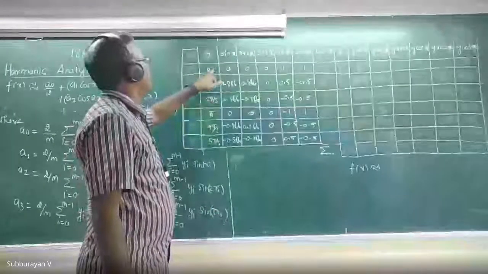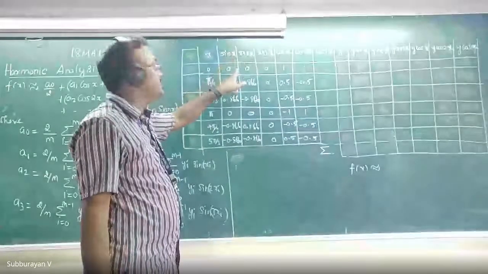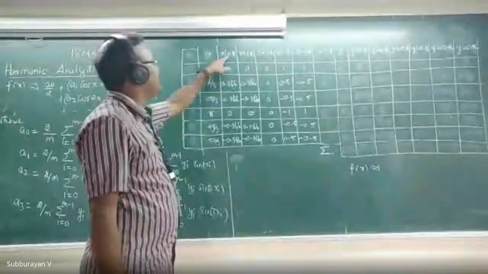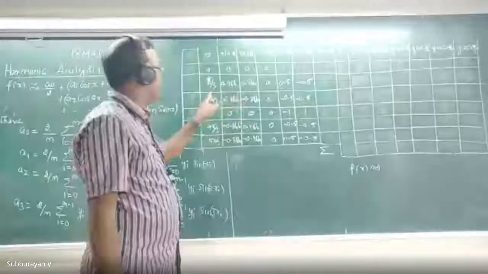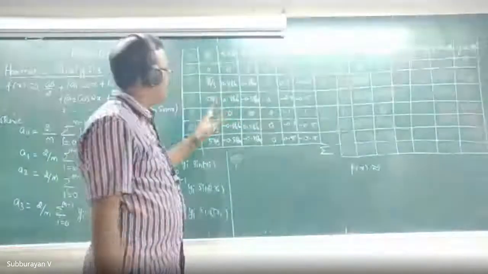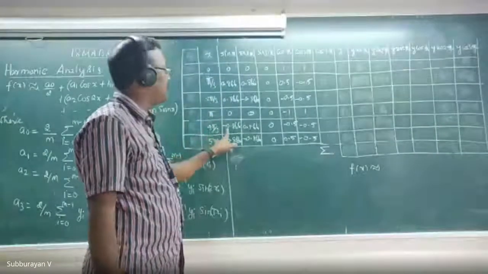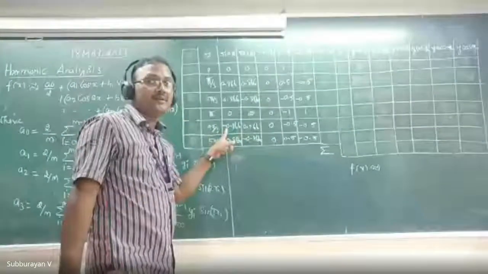Now for x equal to 0, what will be sin 0? Sin 0 is 0. For x equal to pi by 3, the sin is 0.866. For x equal to 2 pi by 3, the sin value is 0.866. For x equal to pi, sin pi is 0. For x equal to 4 pi by 3, the sin value is minus 0.866.